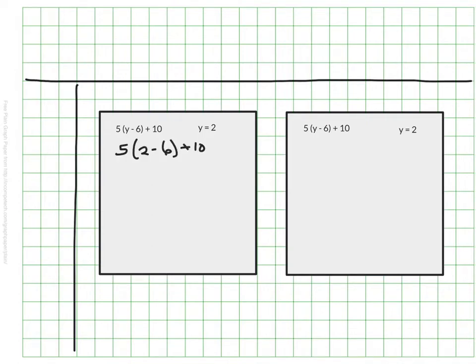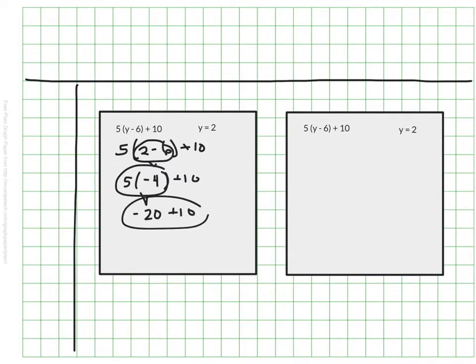And then I can work my way through order of operations, right? I can say this is negative 4 times 5 plus 10, then I would multiply negative 20 plus 10, and then of course I would get my final value of negative 10.